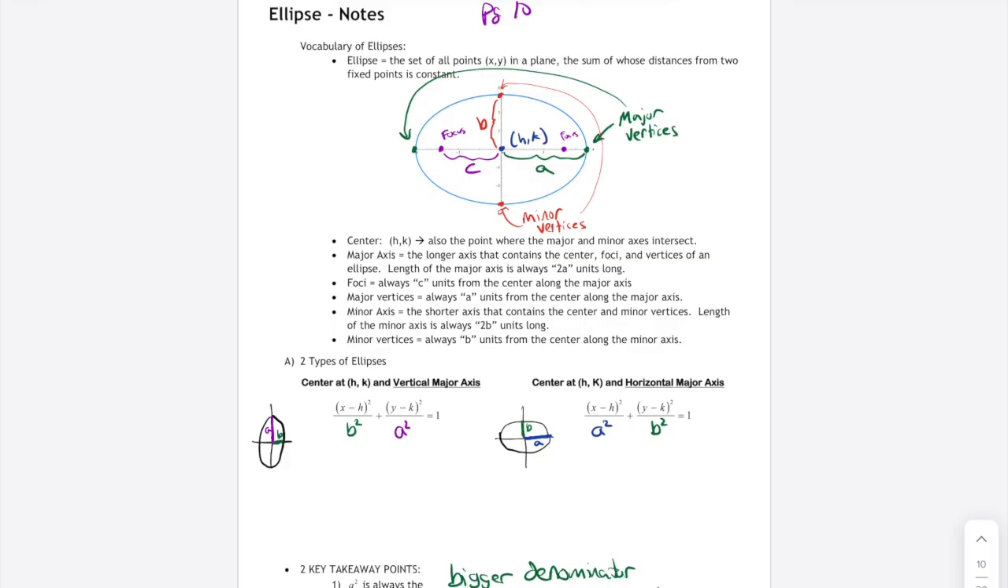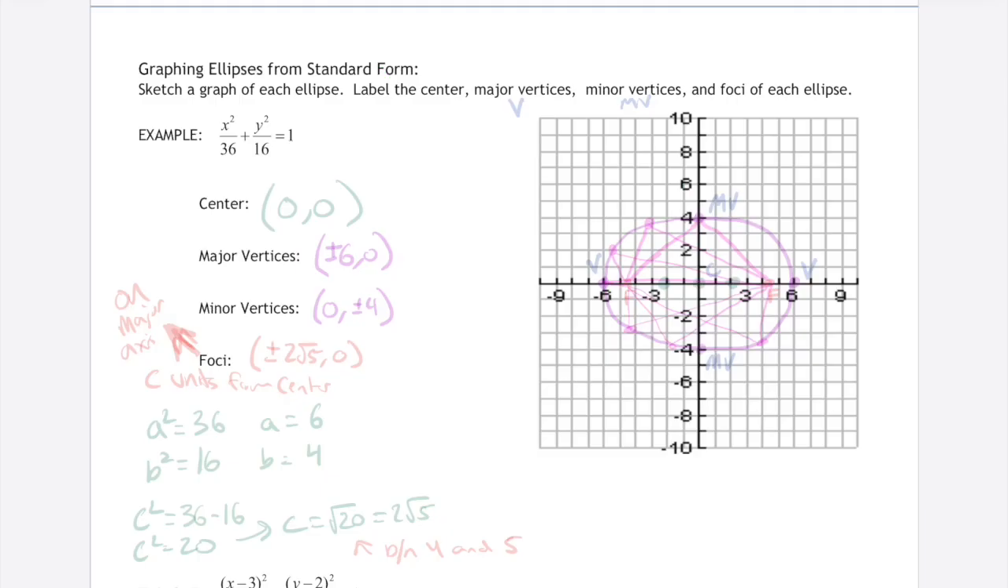Let's look at page 11. So graphing an ellipse from standard form. So we're going to find all this information, make a sketch. So when you look at this, x squared over 36 plus y squared over 16 equals 1. So first thing, it has to be equal to 1. And the center, what's our center here? h comma k, 0, 0. Nothing subtracted from x, nothing subtracted from y. So our center is at 0, 0.